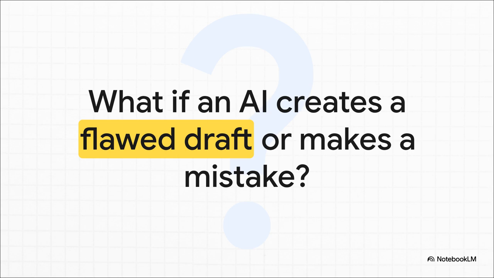I mean, this brings up a fundamental question, right? AI is not perfect. We know this. It hallucinates, it makes logical errors, it spits out flawed first drafts. So what's the game plan when that happens? How do we actually catch and correct these mistakes before they cause a real problem?